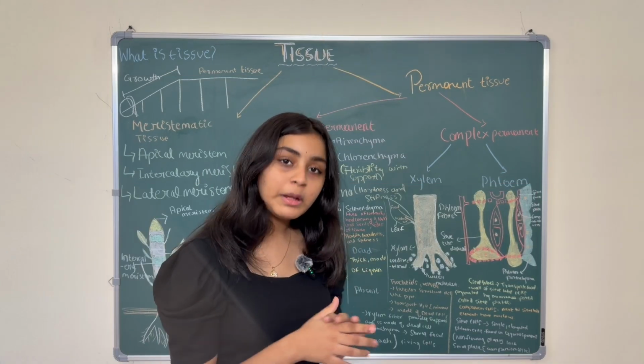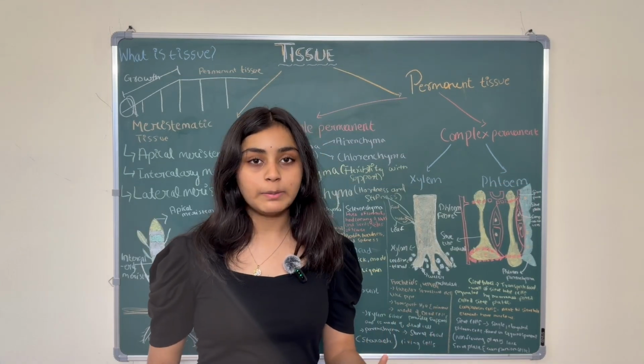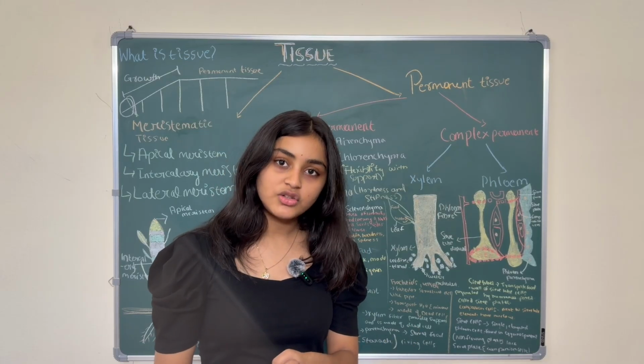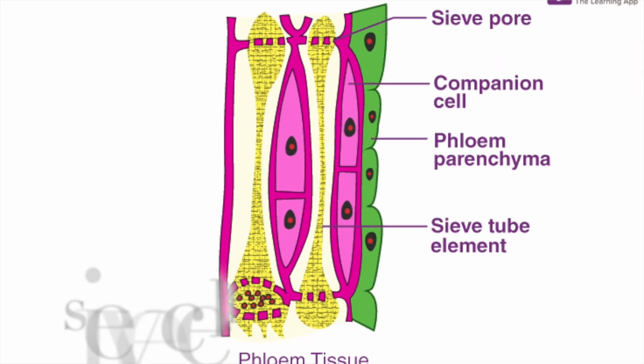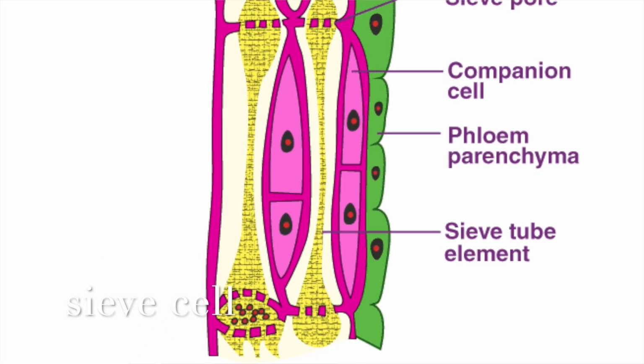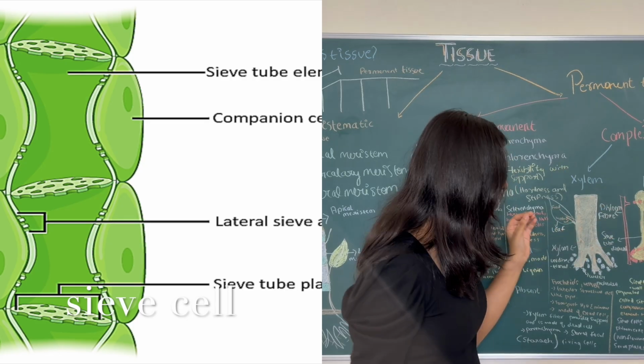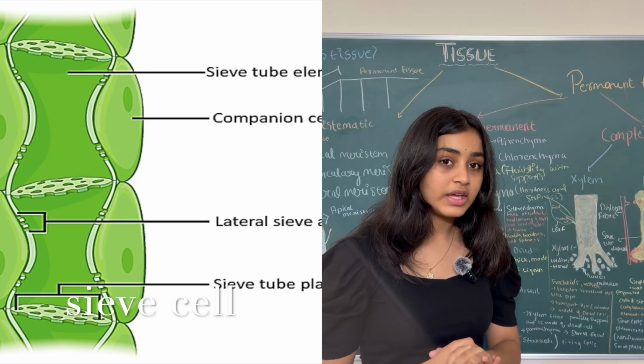Now, moving on to phloem parenchyma. The role of phloem parenchyma is to store food. Again, what kind of food? Starch. Now, moving on to sieve cells. What are sieve cells? These are single, elongated phloem cells, and they are found in gymnosperms. Okay.